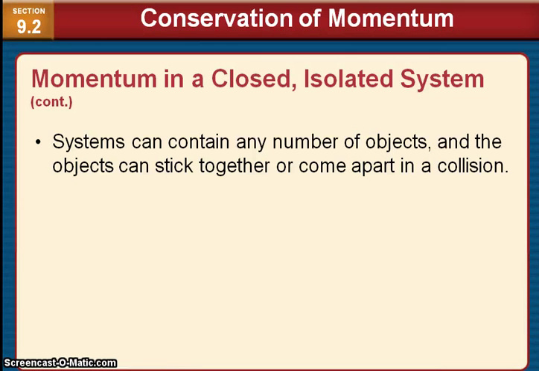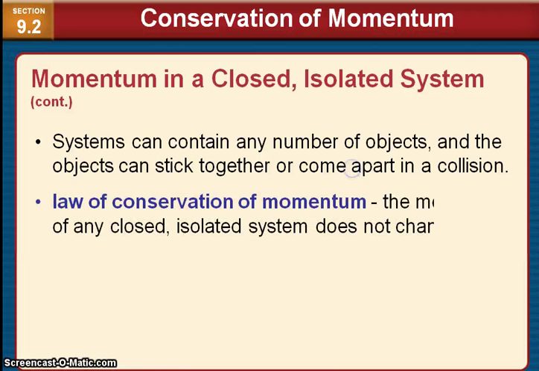Systems, when they collide, can contain objects, and in a collision they can stick together or they can come apart. So think about the balls in bocce ball. They can collide and they can come apart. Or when you did your sticky lab, those cars stuck together. That's okay. They can move apart together as one, or they can start stuck together and they can recoil or bounce off of each other.